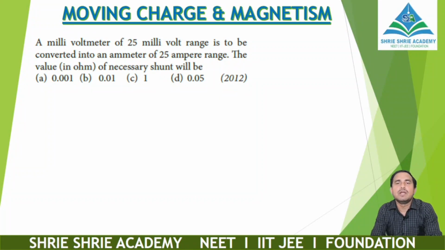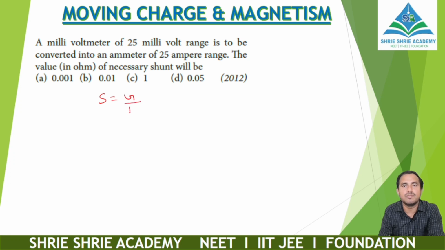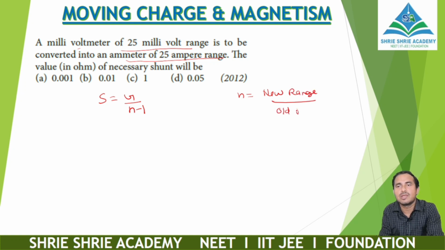And a millivoltmeter of 25 millivolt range is to be converted into an ammeter of 25 ampere. So you have to convert into an ammeter, and you know that the shunt resistance formula is S is equal to G divided by N minus 1. The N formula is new range by old range. New range is given, not a problem, 25 ampere, but the old range you don't know. The old range of current you have to find.